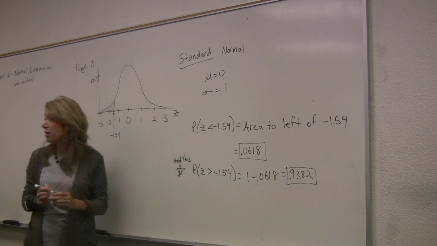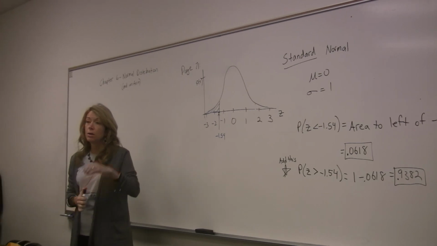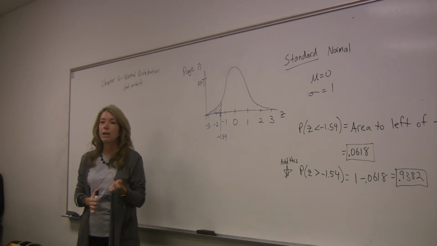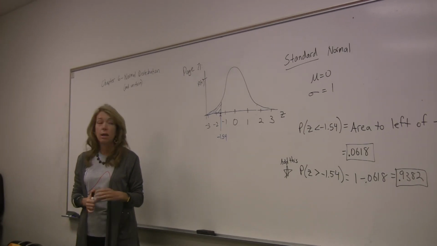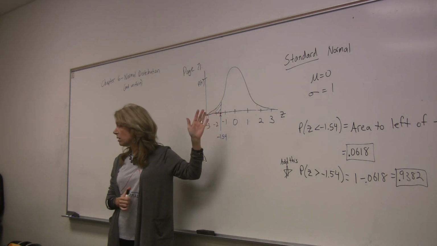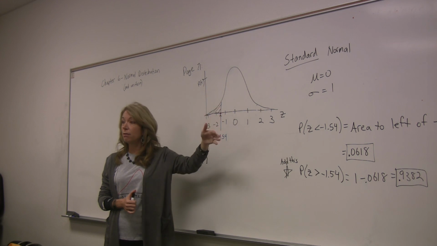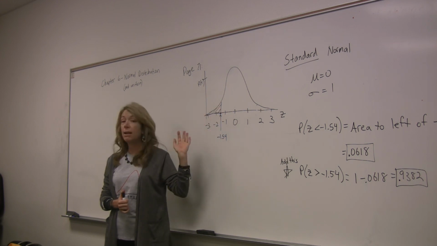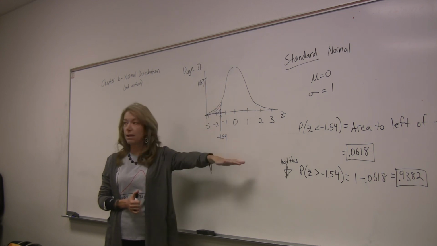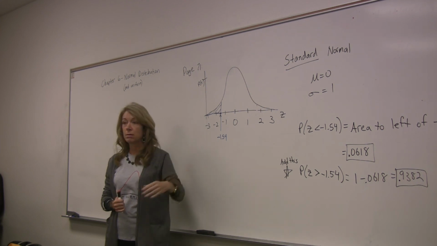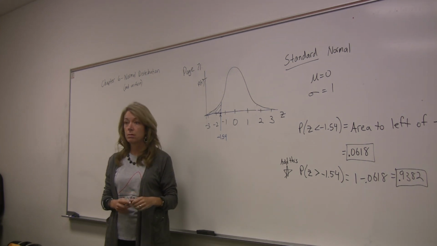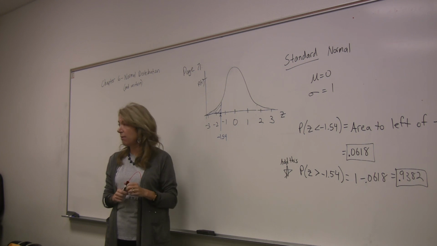When you have a greater than problem, your table won't give you the answer directly. That's why I was so careful to point out it gives you the area to the left. If you want the area to the right, you're going to find the area to the left on your table, and then take 1 minus to get what's on the right. Okay with that problem I added in there?